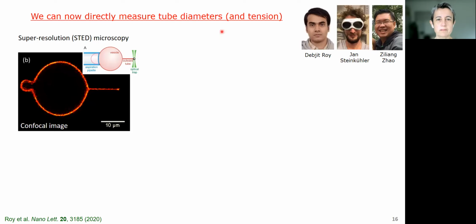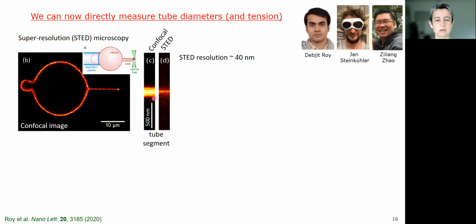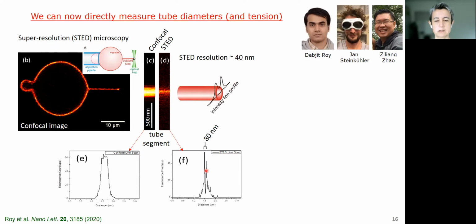We can now also directly measure tube diameters, and this work was done by Debjit Roy, Jan Steinkühler, and Ziliang Cao. Watch out for safety in your lab when you work with lasers. We use super resolution, or STED, stimulated emission depletion microscopy, with which we imaged vesicles aspirated in a pipette. We pull tubes and we look at cross sections of these tubes. With confocal microscopy, you don't see much. With STED, if the tube is in focus, you should get two peaks, and this is what we see. From the distance between the peaks, we can measure the tube diameter.